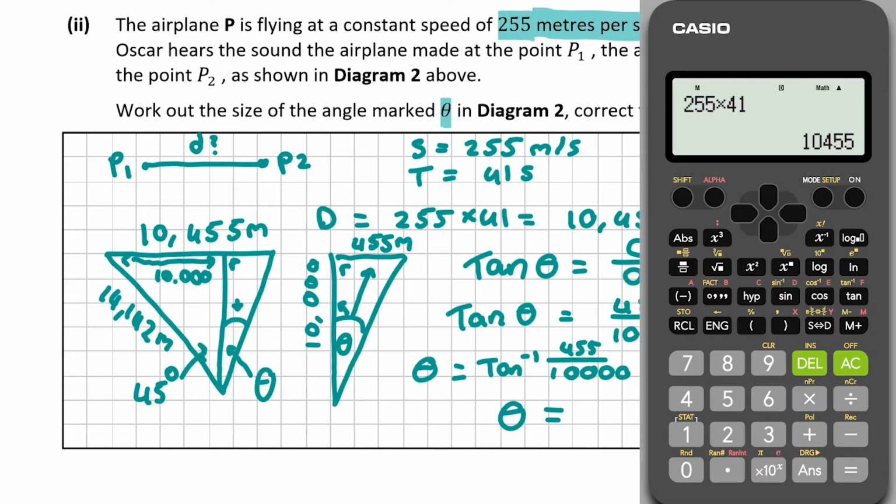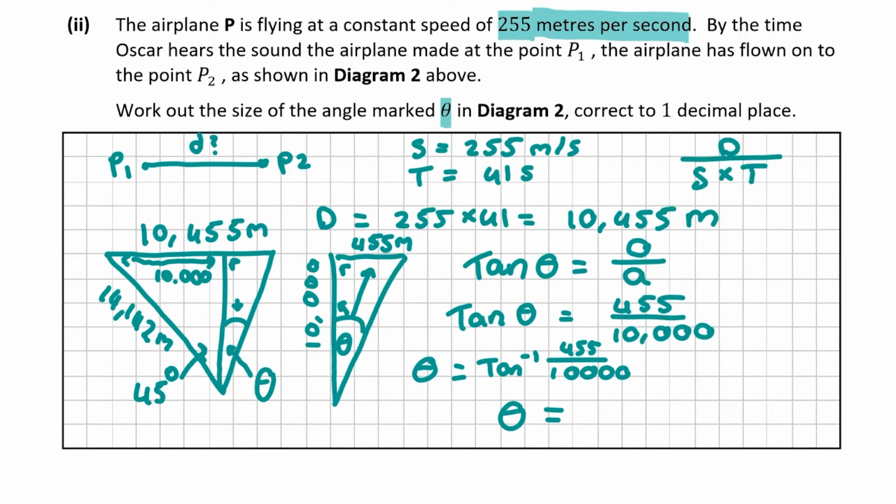And let's put this into our calculator to calculate theta. And that gives us an answer of 2.6 degrees. And that is correct to one decimal place as we're asked. So I'm going to put a box around this. That's our final answer. They've asked us to calculate the size of the angle marked theta in diagram 2. And so for this answer, we're going to get 10 marks.